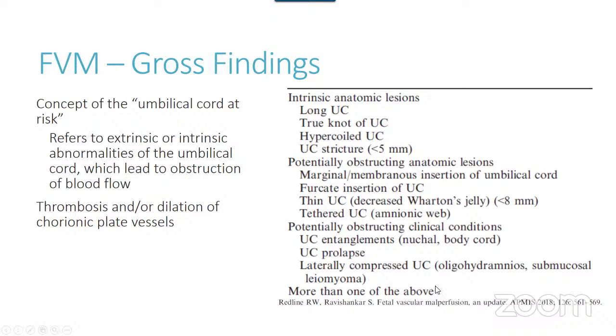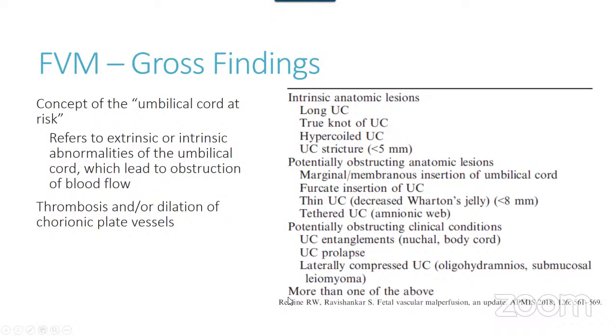And then finally, you have this last category, which are things we can't really see grossly, but we need help from our clinical colleagues to give us the information that they observed during the delivery. So things like a nuchal cord or a body cord, prolapse during labor, or a laterally compressed cord, such as from oligohydramnios or leiomyoma. So we can't see these things, but our clinician colleagues can let us know if they observe them.